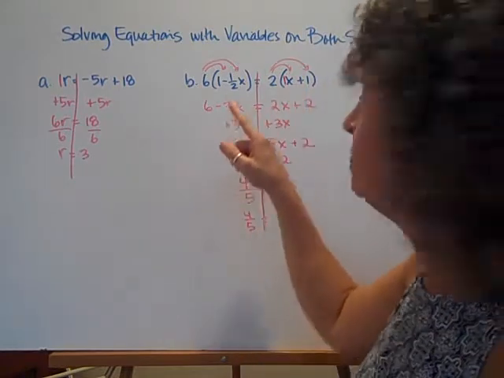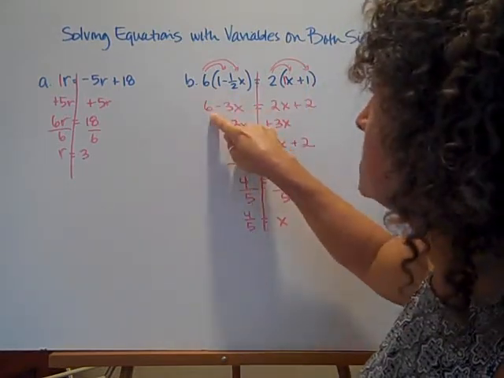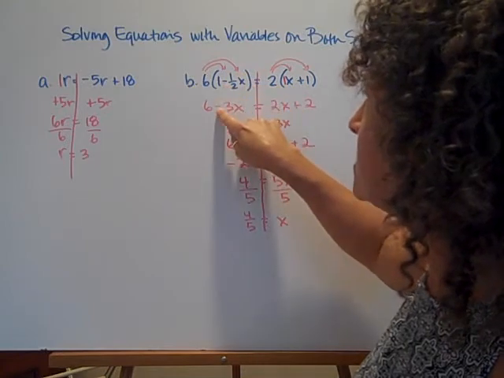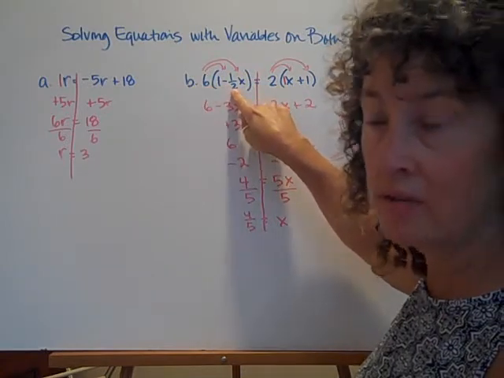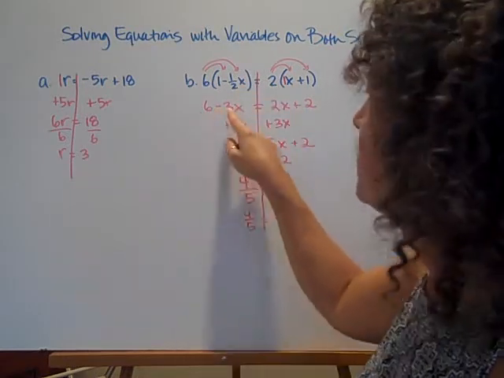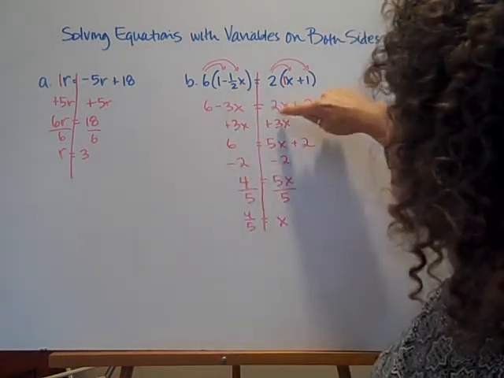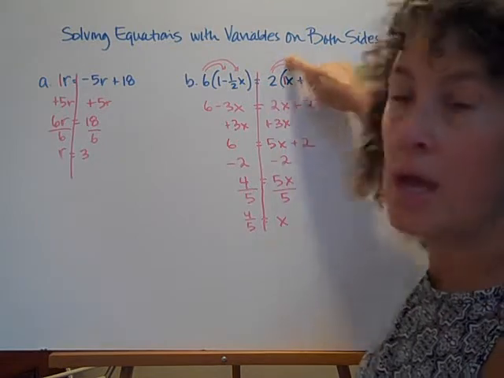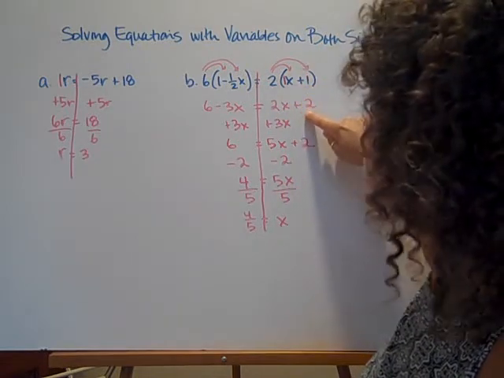So now I'm going to distribute. 6 times 1 is 6. 6 times a negative is a negative. Positive 6 times a negative 1 half, 1 half times 6 gives me 3, 3x. So I have 6 minus 3x on the left. On the right side, 2 times 1x is 2x, and 2 times positive 1 gives me positive 2.